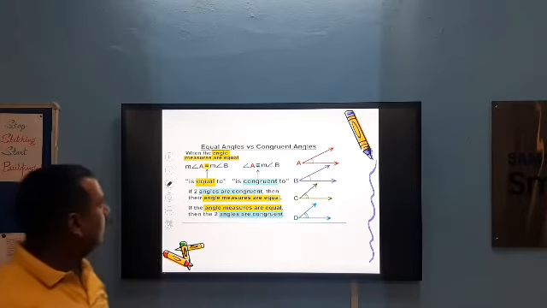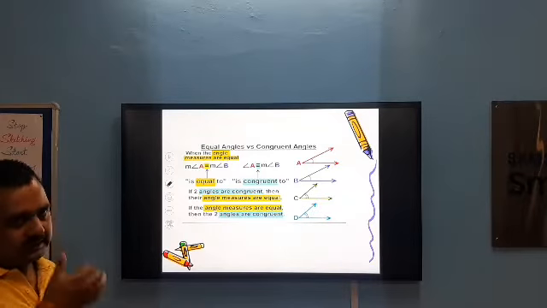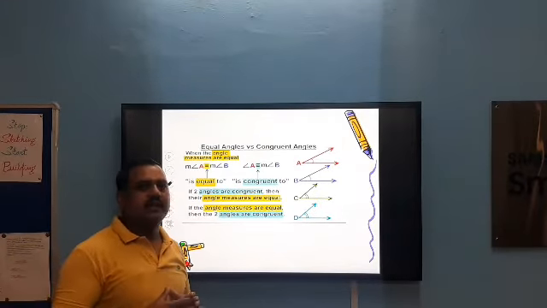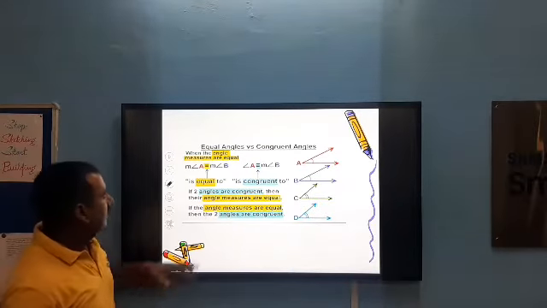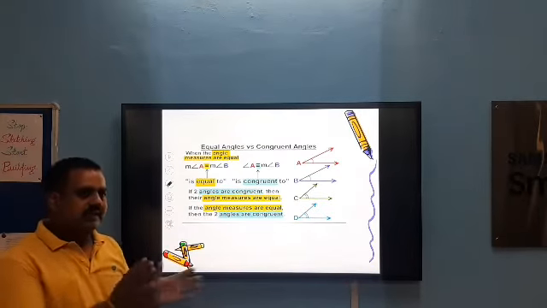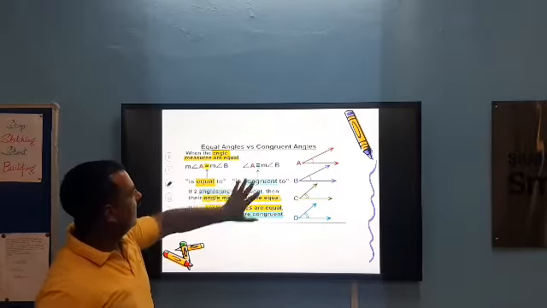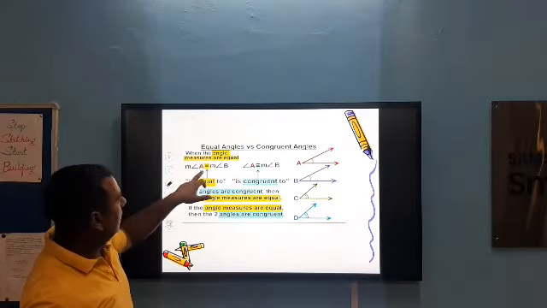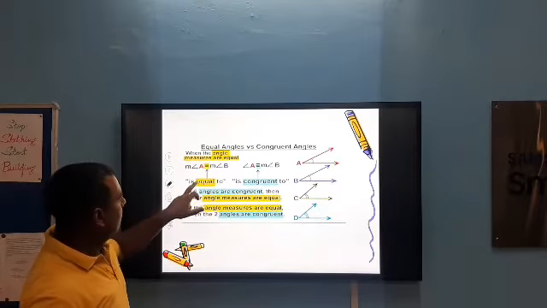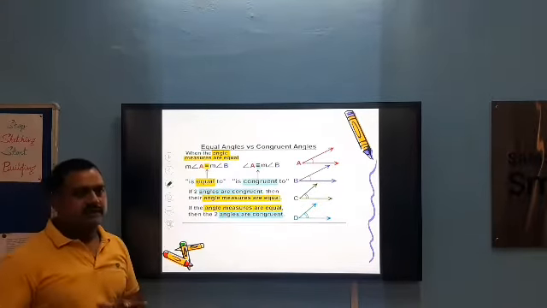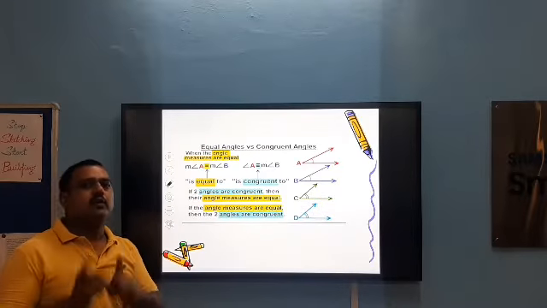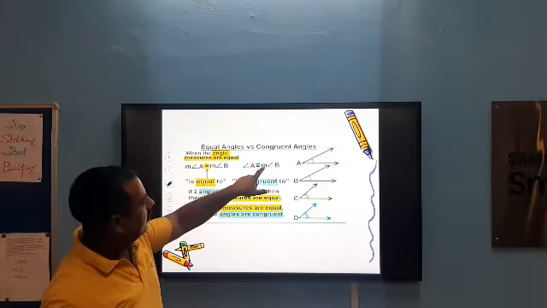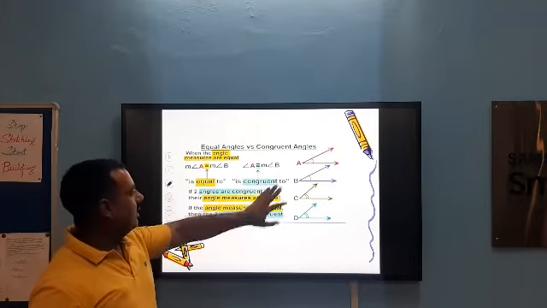This is the example of equal angles versus congruent angles. Sometimes we have confusion about equality and congruency. In the case of angles, both are the same. If we write the measure of angle A equal to the measure of angle B, this represents that angle A is equal to angle B. And if you write angle A congruent to angle B, this means congruent.